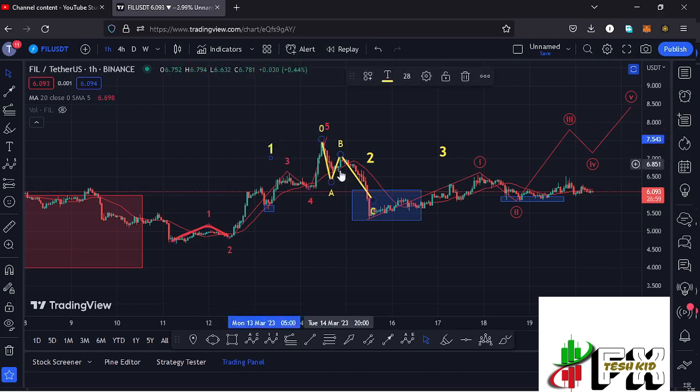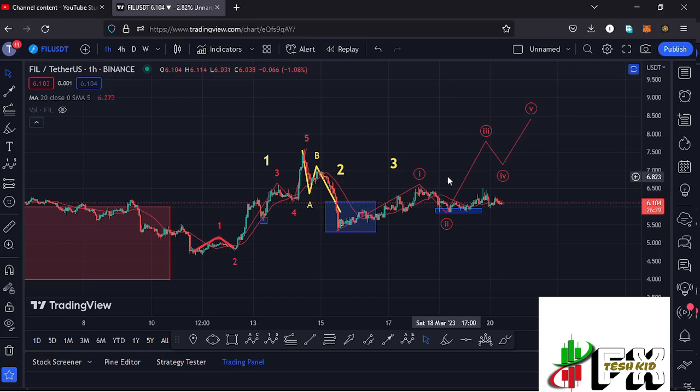Then we started a corrective structure in the formation of this wave 2, and in that wave 2 we were able to get into the minimum retracement area in the formation of this wave 2, and whatever we are seeing at the moment could be the start of an impulsive wave to the upside in the formation of this wave 3.